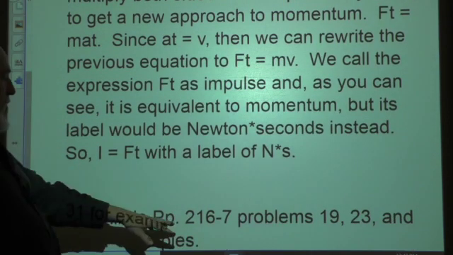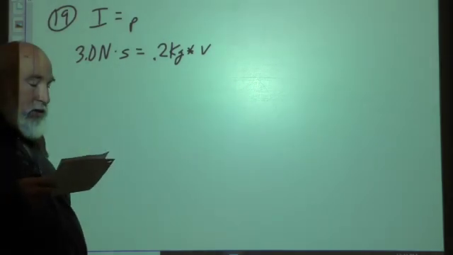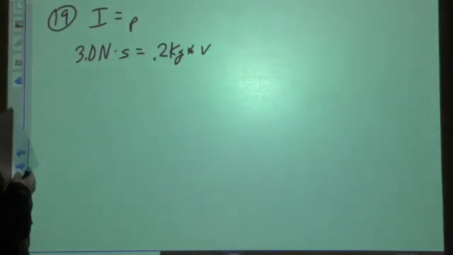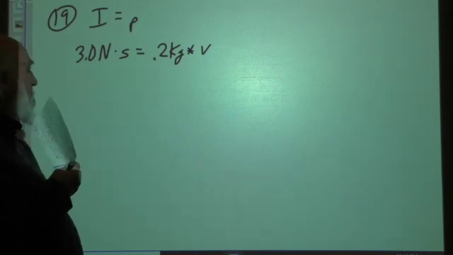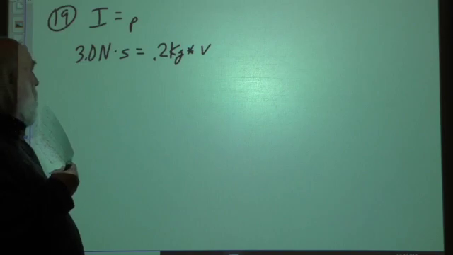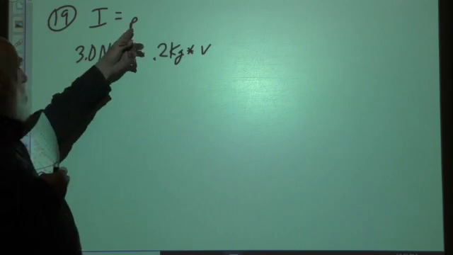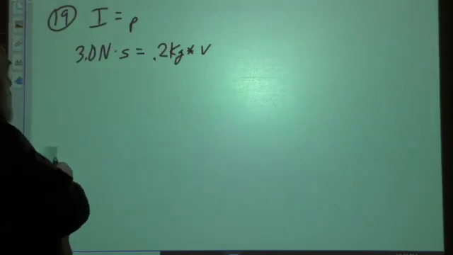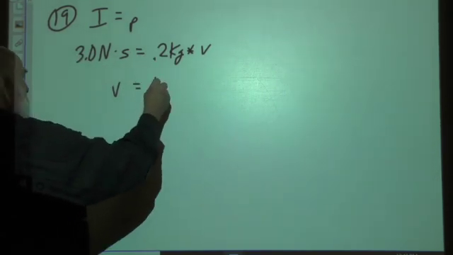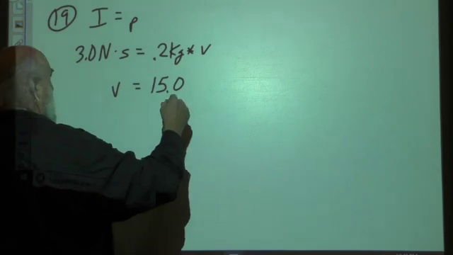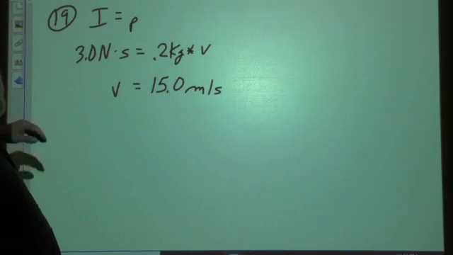Okay, so let's go to page 216 and take a look at number 19. In that problem we're given an impulse of 3.0 Newton seconds, and the mass of the object is 0.2 kilograms, and we know that momentum is mass times velocity, so we solve for velocity by taking 3 divided by 0.2, and that'll be 15.0 meters per second. Yeah, it's that simple. This isn't bad at all.